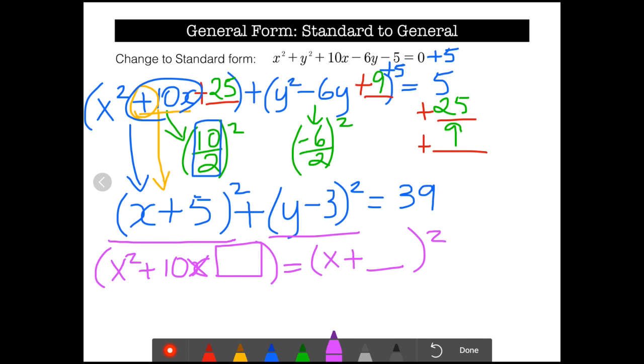Why do we add it to both sides, this plus 25 and plus 25? Because that way it balances out the equation. We're adding the same number to both sides, so it's preserving the equation basically.